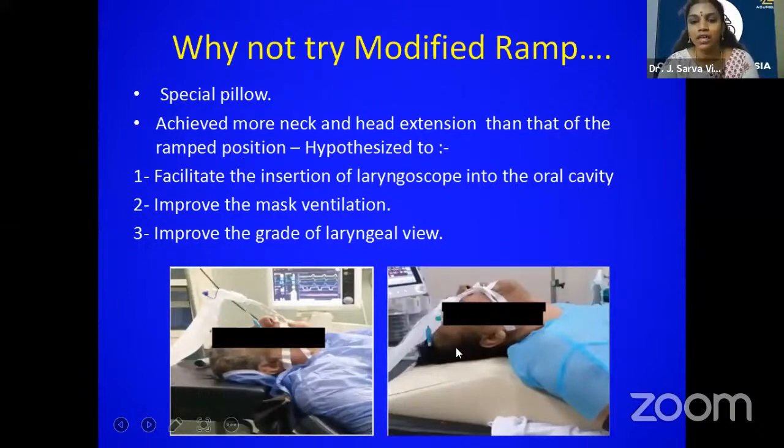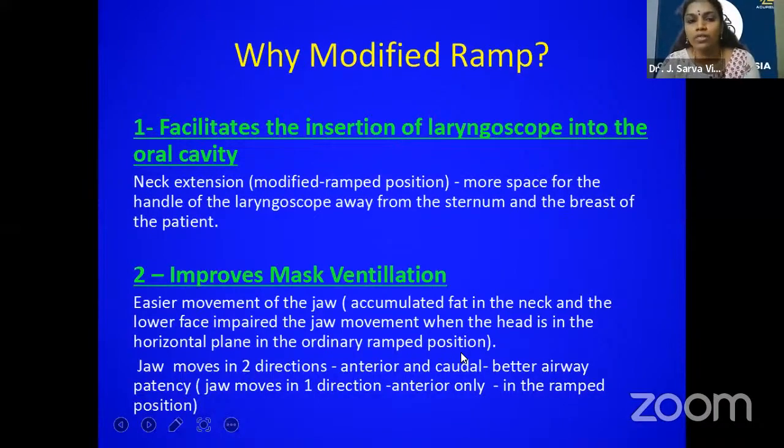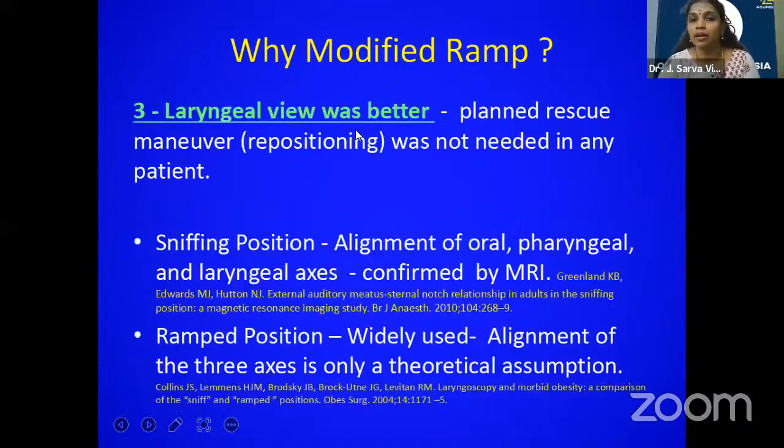So they claim that this achieved more head and neck extension than that achieved in the ramp position. So it facilitated the insertion of the laryngoscope into the oral cavity, it improved the mask ventilation, and it improved the grade of the laryngeal view. The authors argue that it facilitates the insertion of the laryngoscope into the oral cavity because the neck extension offered more space for the handle of the laryngoscope and it was much away from the breast of the patient. It improved mask ventilation because the extension achieved allowed for easier movement of the jaw. The jaw now moved in 2 directions, both anterior and caudal, when someone is manually lifting the jaw, and it offered better airway patency as compared to the ramp position, wherein the jaw moves only in one direction, that is only in the anterior direction. And it also offered a better laryngeal view.